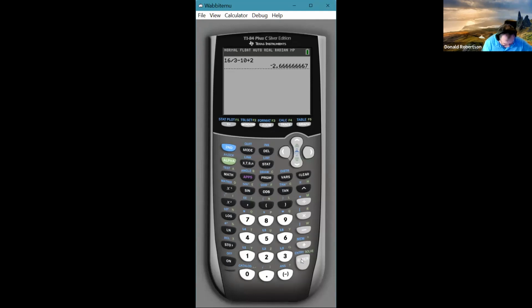But I don't want decimals. I said, look, we need exact values in these questions. We do not want decimals because decimals involve rounding things off, and so we don't get an exact value anymore.